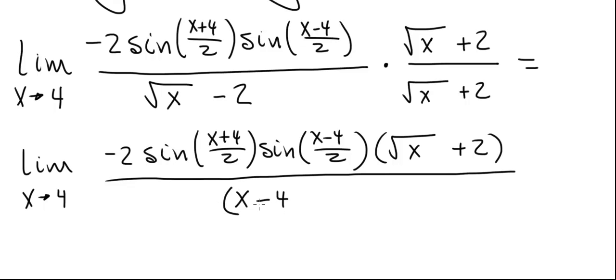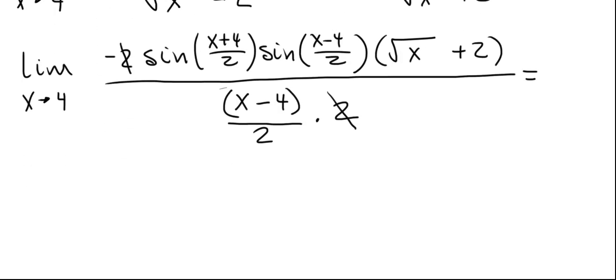The next thing we're going to need, we'll take the x minus 4 in the denominator and divide it by 2 and multiply it by 2. So the problem has not changed. We can now take this 2 and cancel with the 2 in the numerator, and let's rewrite this as the following. So I'll keep this up so we can see that.